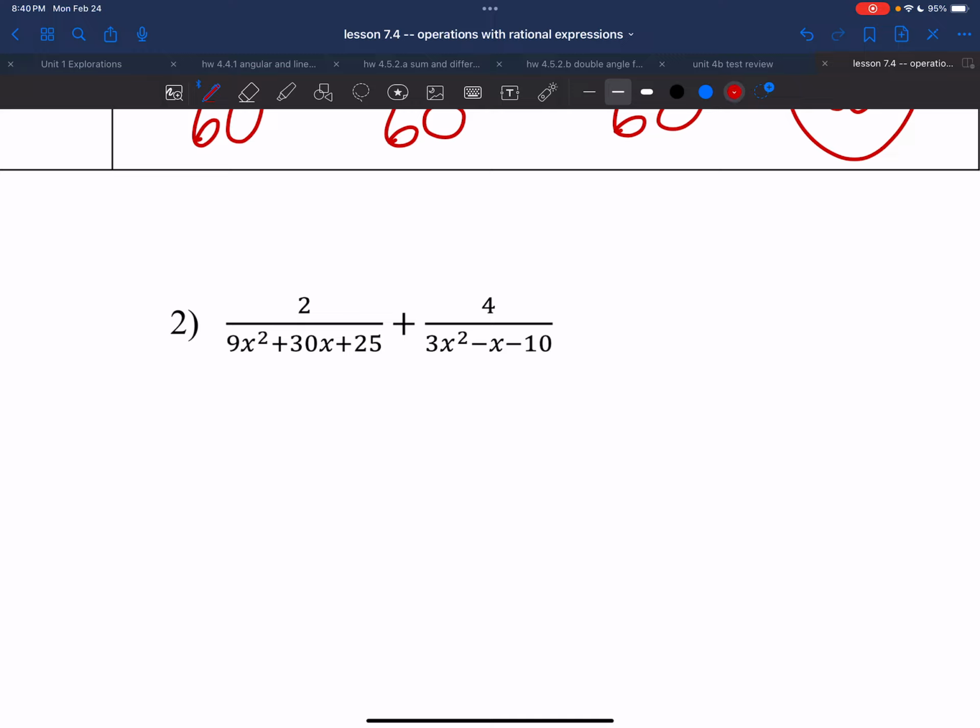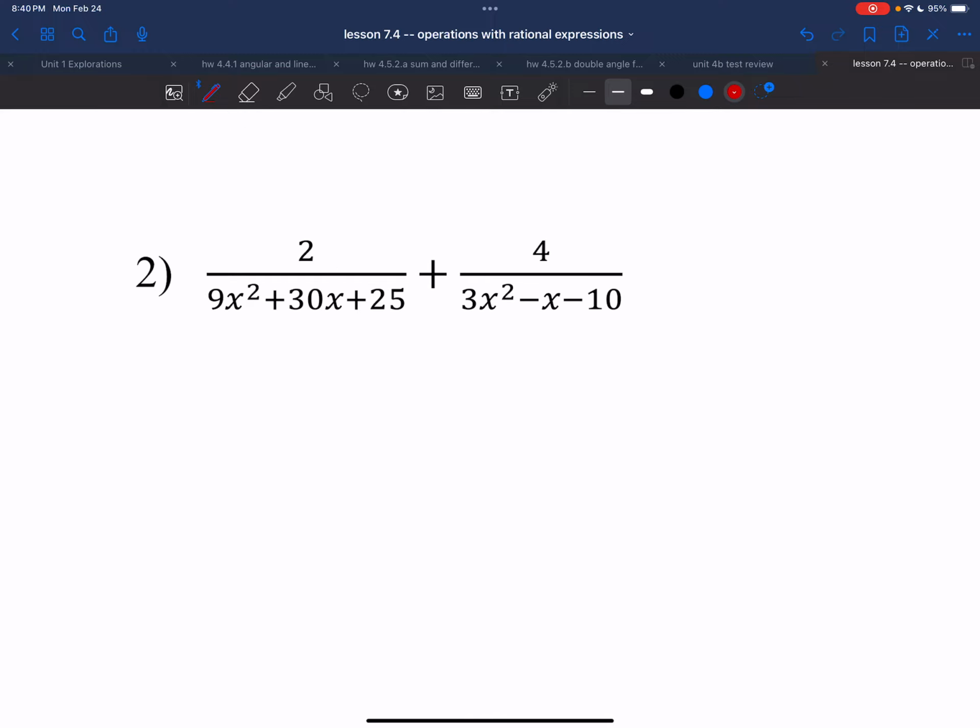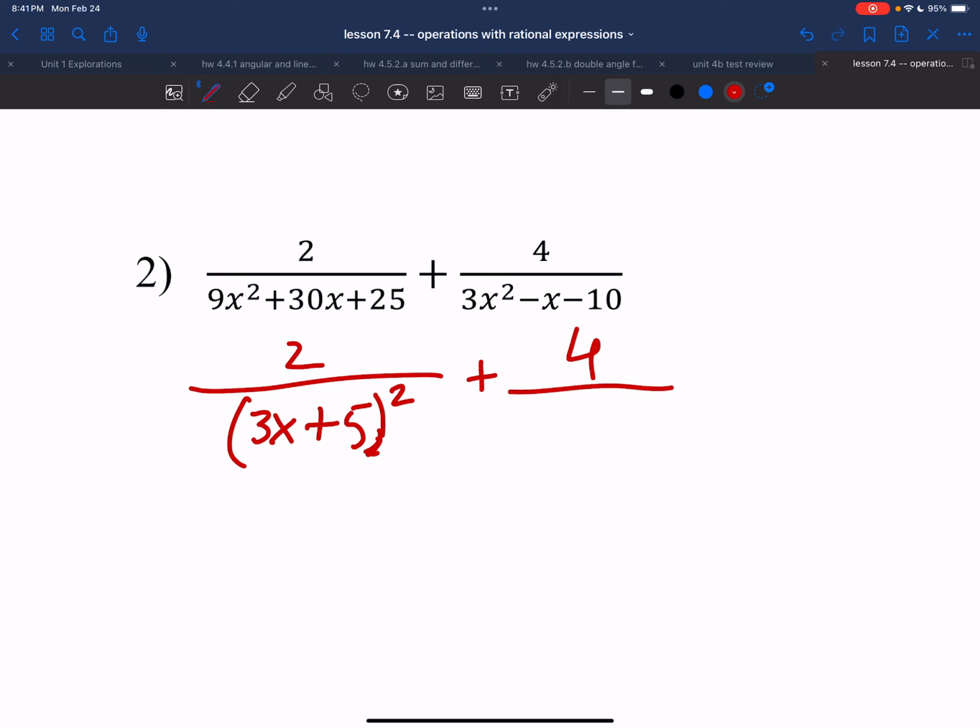Okay, number 2. So I'm going to go ahead and factor the denominators. If you want to pause and try this for yourself, you can. But I don't care about spending time factoring. I care about showing you how this process works. So the denominator on this first one is a perfect square trinomial, factoring as 3x plus 5 quantity squared. This happens twice. The other one, you got 3x squared minus x minus 10.